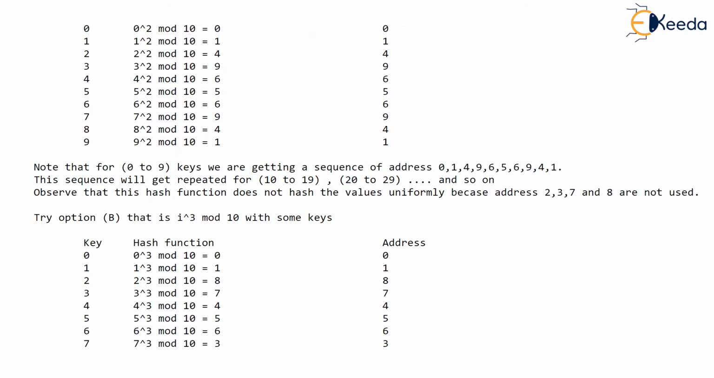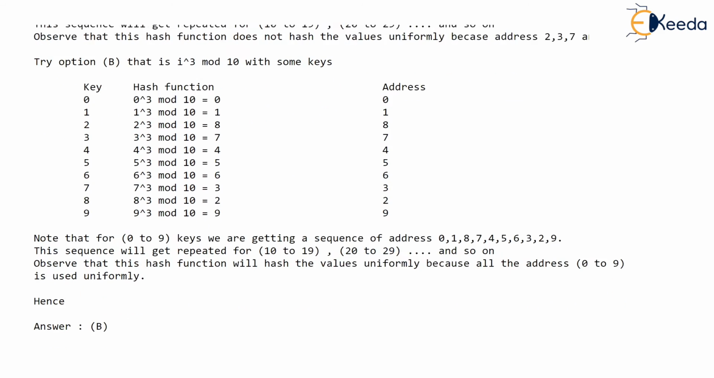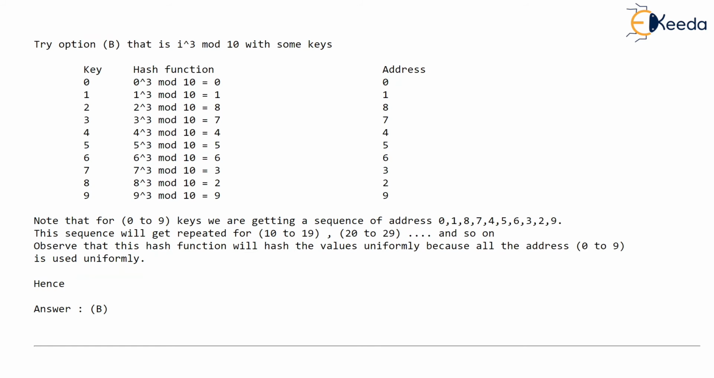Now try option B. Option B is the hash function i cube mod 10, and I have processed the keys 0 to 9 and mapped them, and these are the addresses I have got. Just check it on your own. And the good news is we are getting all the addresses from 0 to 9. The hash table has only 0 to 9 addresses. It is of size 10, and all these addresses are getting used.